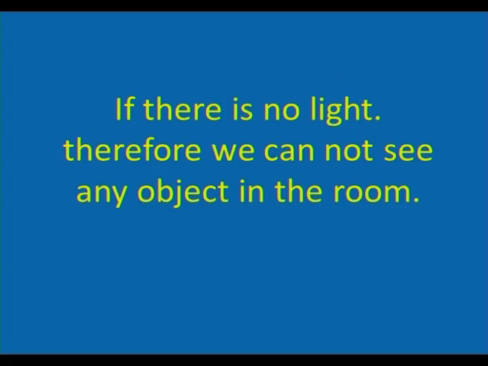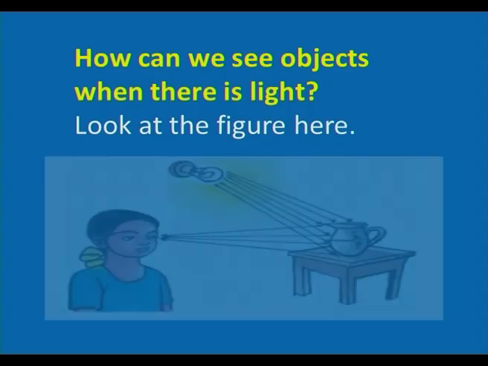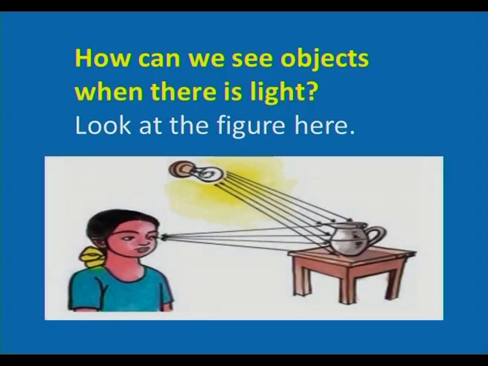Can you guess? If there is no light, we cannot see any object in the room. Yes. How can we see objects when there is light? Look at the figure here. Now, here is a small girl. Now, she is observing the jug on the table.